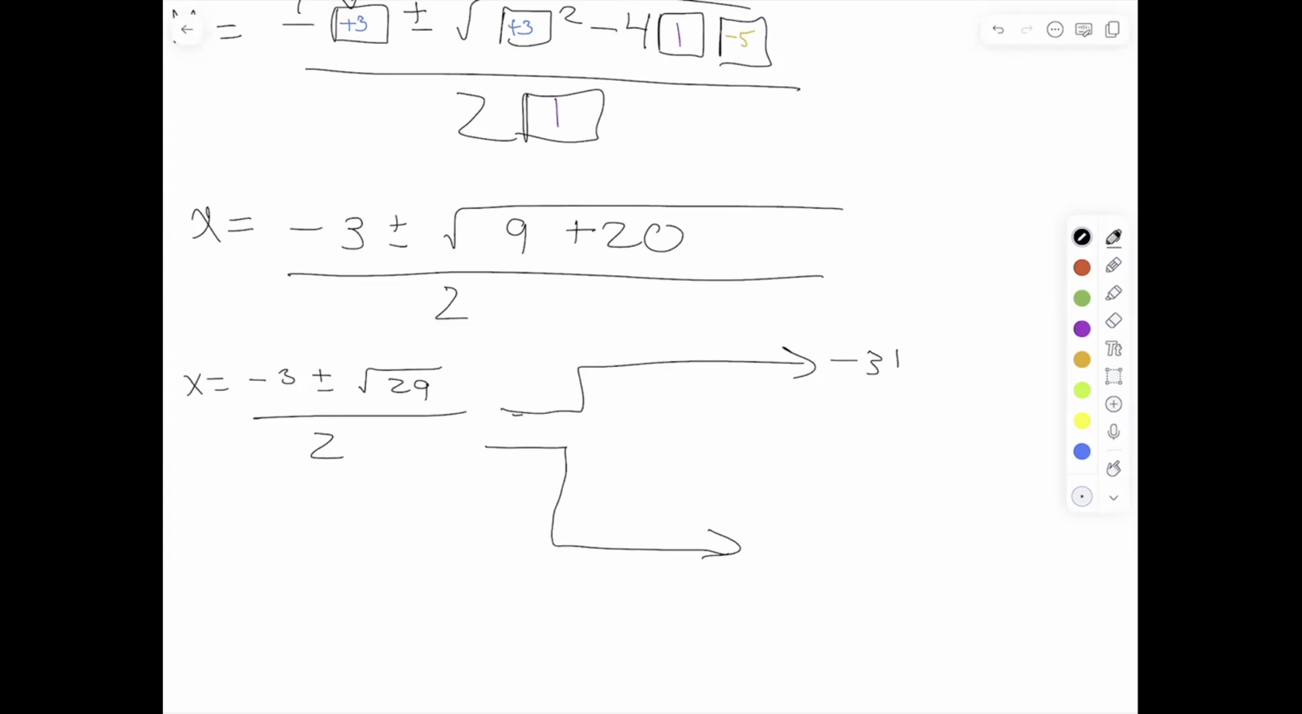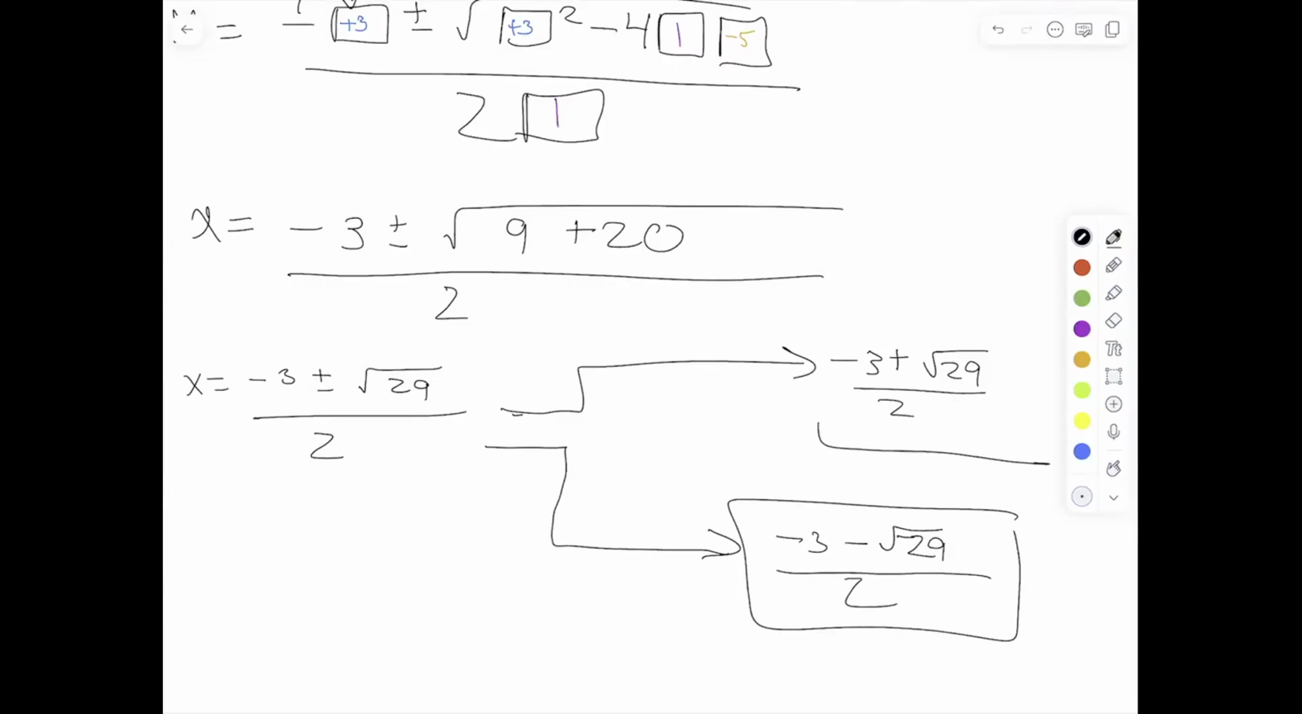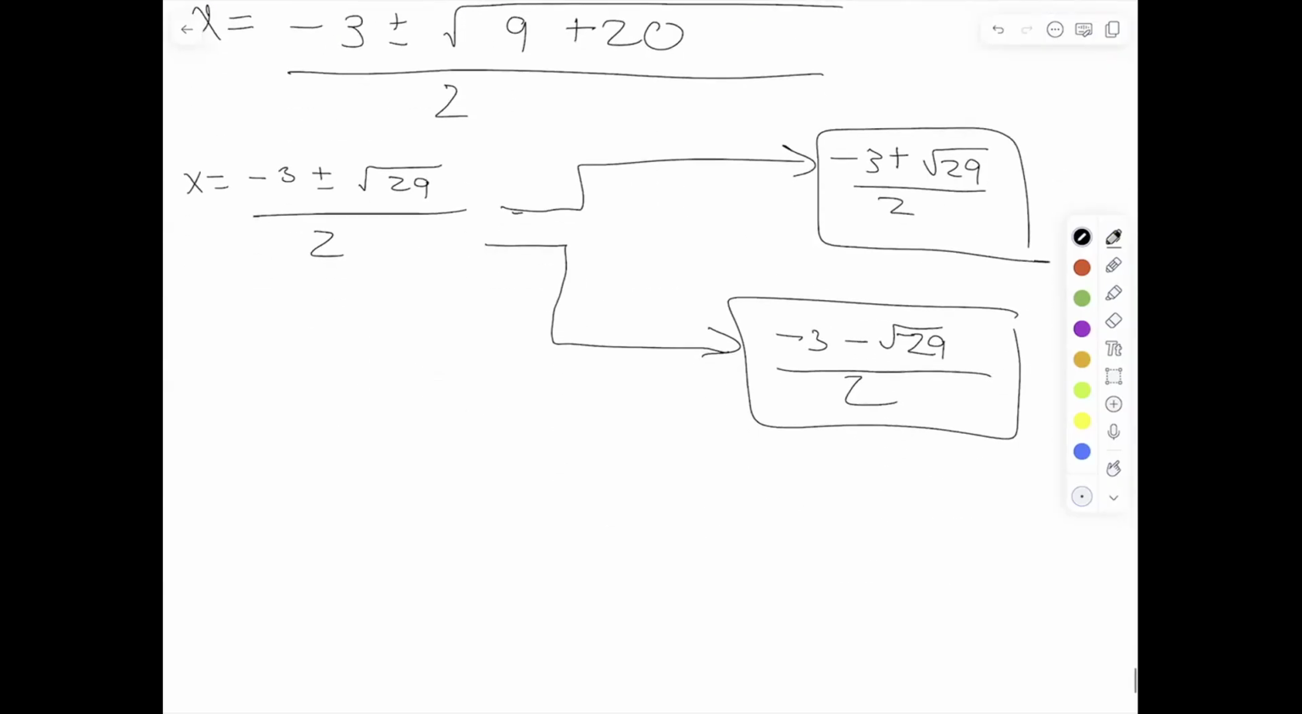I have -3 plus the square root of 29 over 2. And I have -3 minus the square root of 29 over 2. These are my final answers. I cannot go any further. I understand you have a calculator. If you want to go further, which I don't recommend because I'm not forcing you to do that, this is going to be -3 plus 5.39 over 2. And then the other value is -3 minus 5.39 over 2.